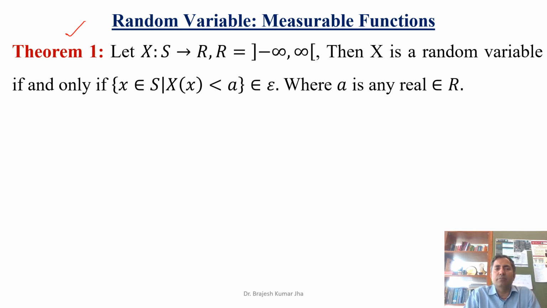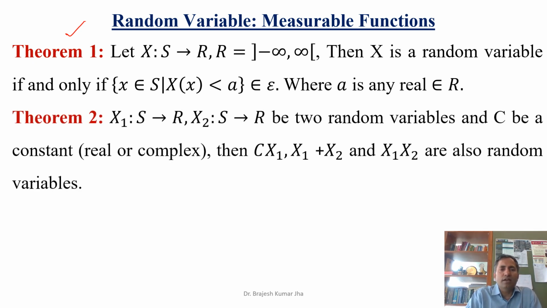Then X is a random variable if and only if X belongs to S and {X(s) ≤ a} belongs to ε, where a is any real number. So it is very true, any real number that we can define, and the probability also in such a way we can define. Okay, now the second statement is what?